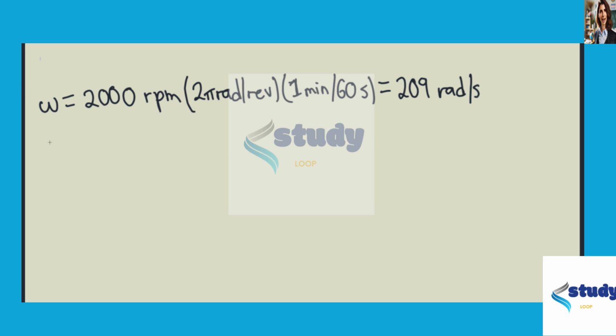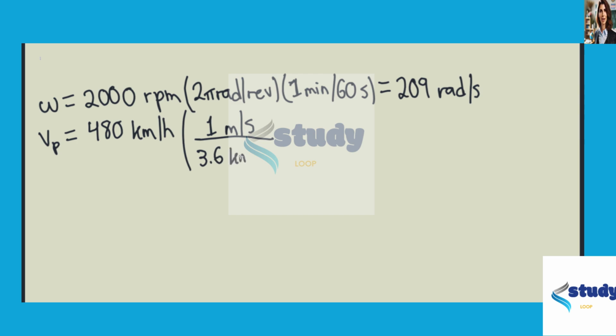And we're going to also convert the plane speed. So v of the plane will equal 480 kilometers per hour. And for every 1 meter per second, there are 3.6 kilometers per hour. And this is giving us 133 meters per second.